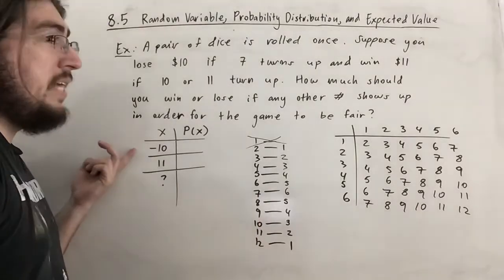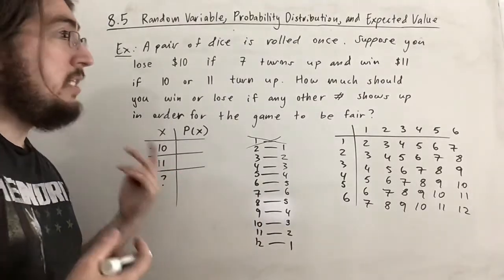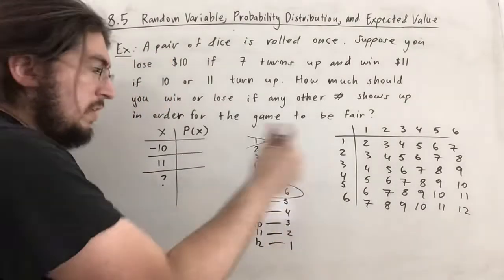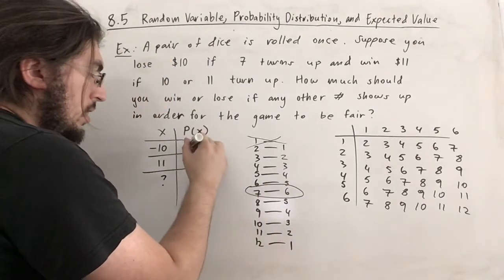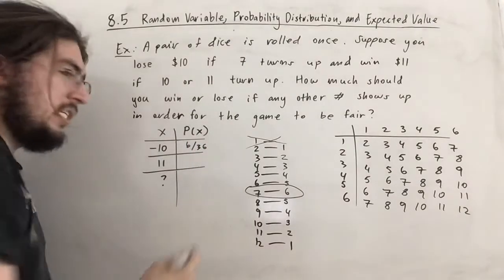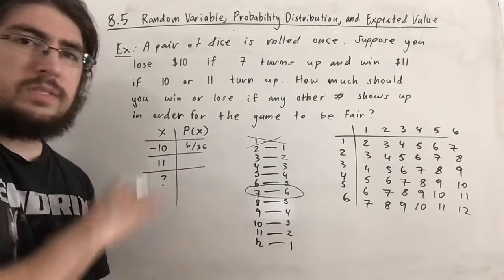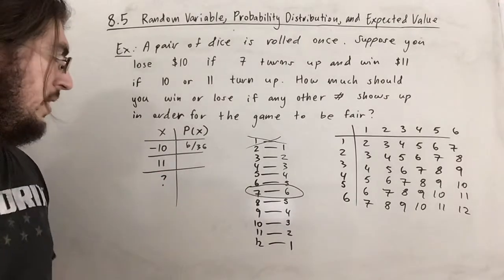So remember, negative 10 was losing $10. That's if a 7 turns up, the likelihood of a 7 turning up is 6 out of 36 total outcomes. And of course, 6 over 36 reduces to 1 over 6, but I'm going to leave it like this for purposes we'll see soon, hopefully.